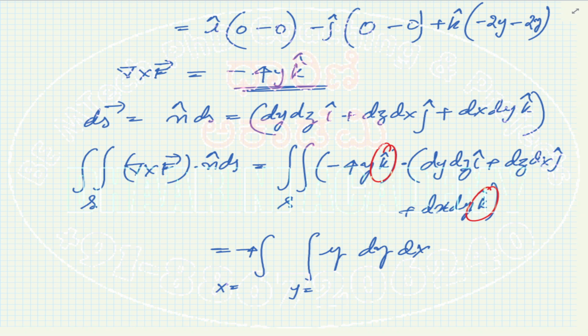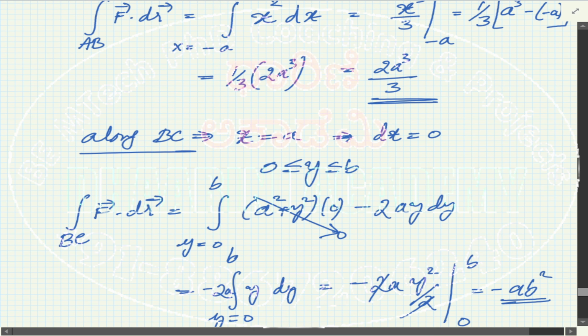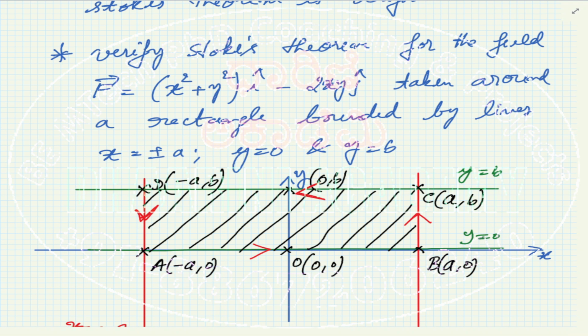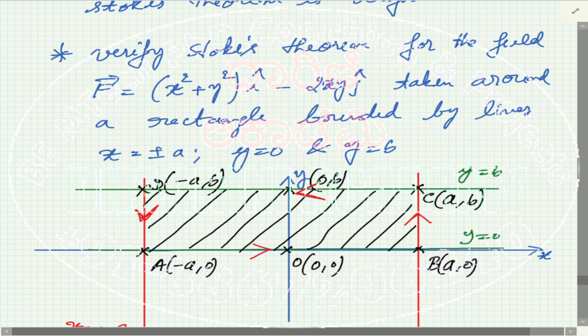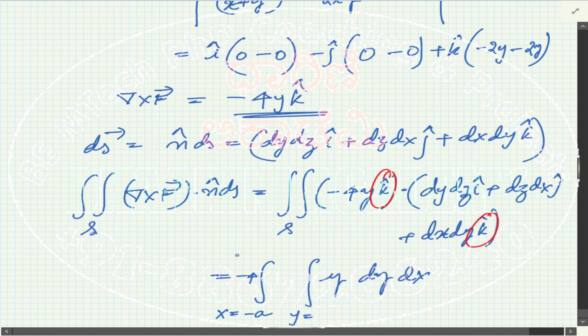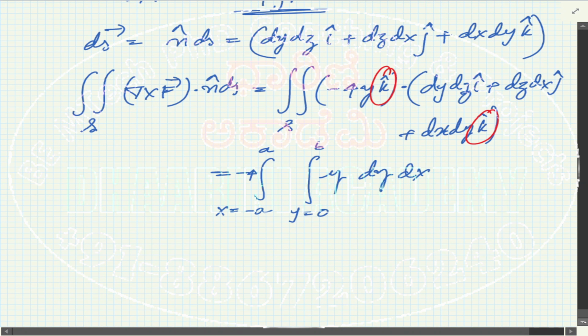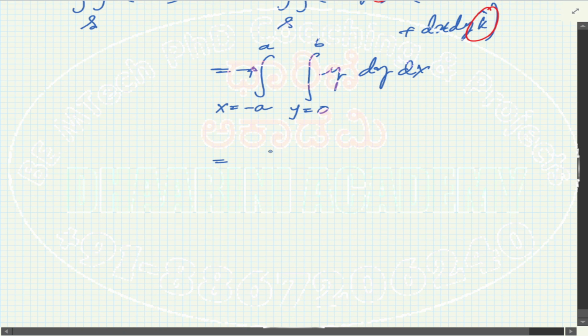Since this is a rectangle, I need to scan through the complete area, right? So along the given surface area, I should move completely from left to right, that is x starting from minus a to a, and y is sweeping from 0 to b. So that's the limit for this integration. x is minus a to plus a and y is equal to 0 to b. Perform y dy. This is what we get now. So therefore this is equal to minus 4. Keep the x as it is, x is equal to minus a to plus a. Perform the integration with respect to y.